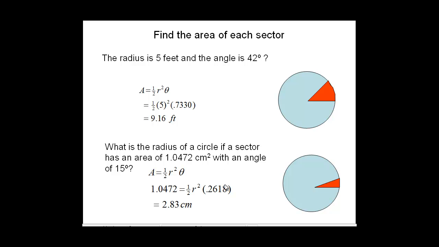So that completes everything in Chapter 3, Section 4, which is area of a sector, which is what we just did, 1/2 r squared theta. And the other formula was arc length, which was r theta.